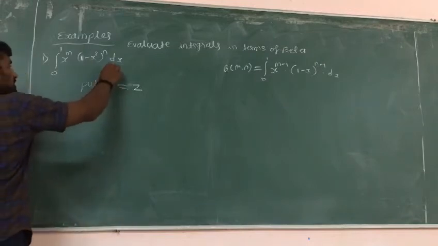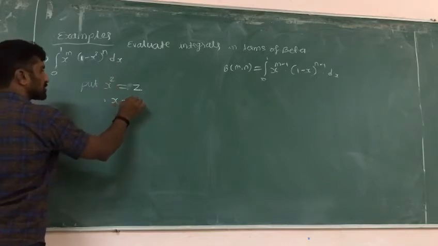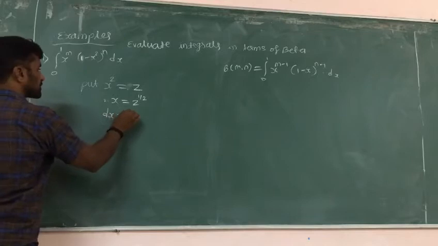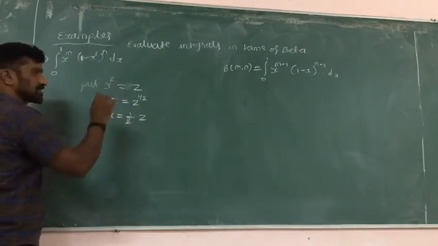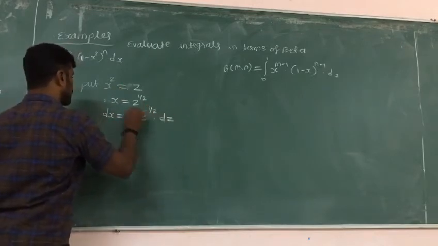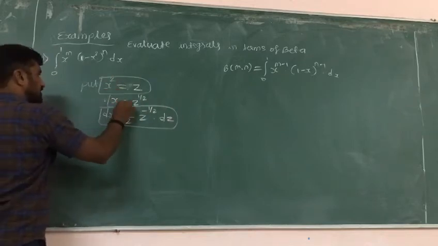So but the derivative dx is there. Therefore x is equal to z raised to 1 by 2. So now differentiate it. dx is equal to 1 by 2 z raised to 1 by 2 minus 1 into dz. Right? So x square is there, therefore x is equal to this.